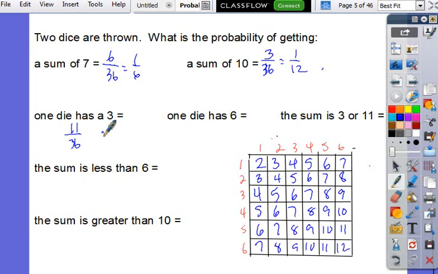Alright, one die has a 6. Well, I'm going to follow that same process now. All of these have a 6, right? And all of these have a 6, right? But I can't count that one twice. So it's going to be the 11 again.